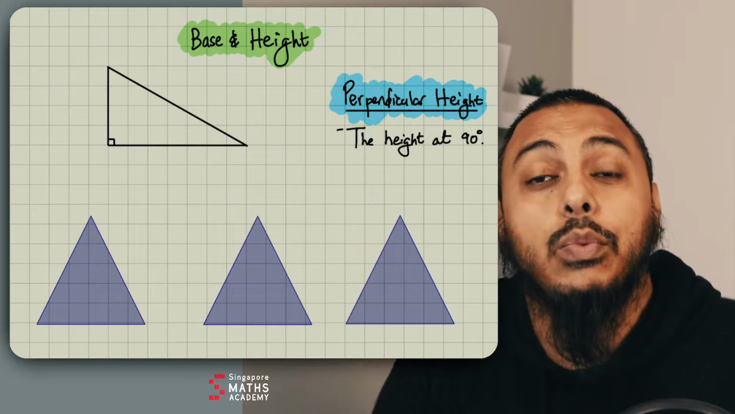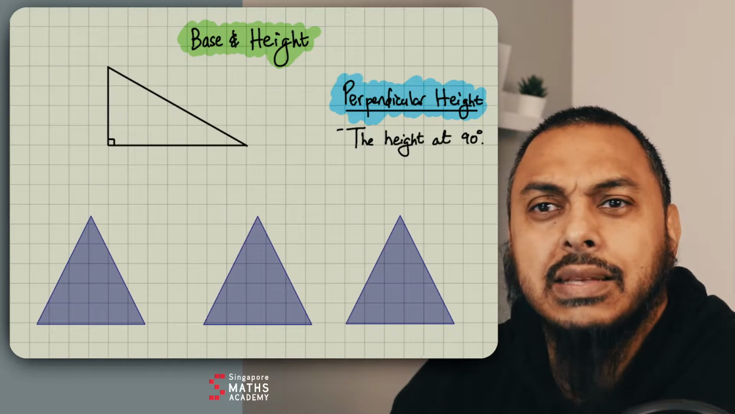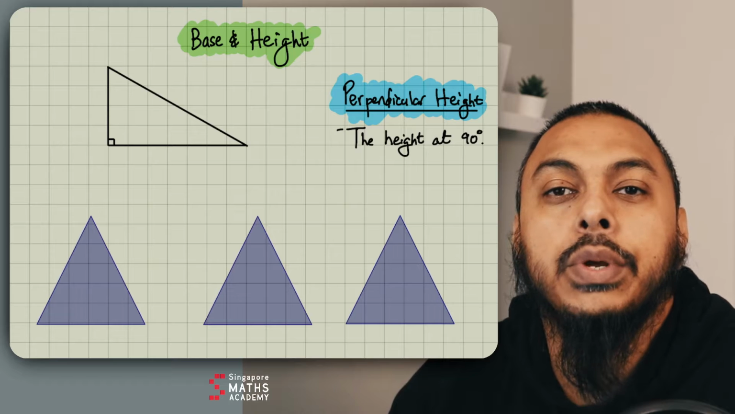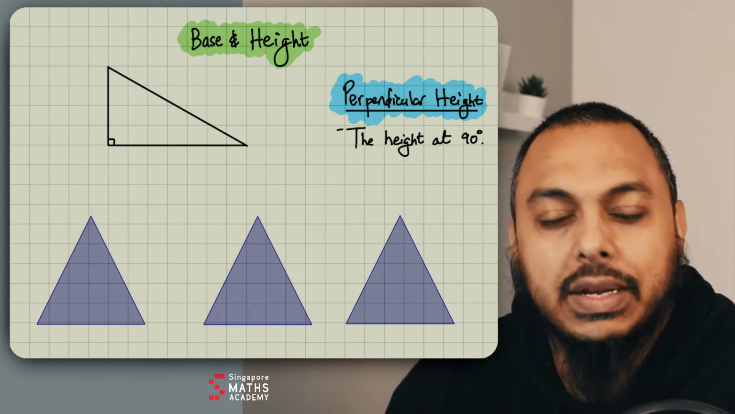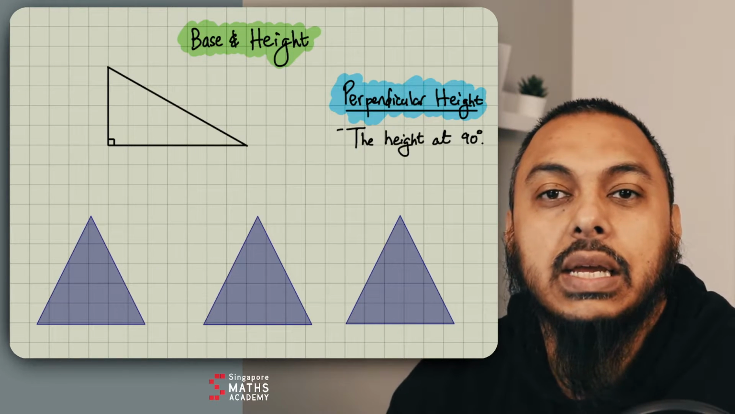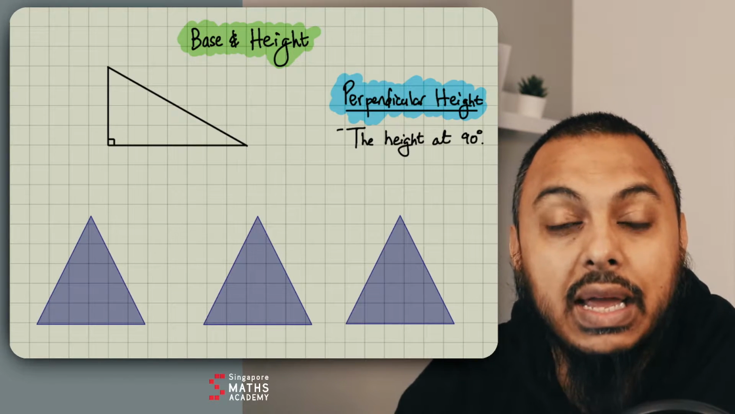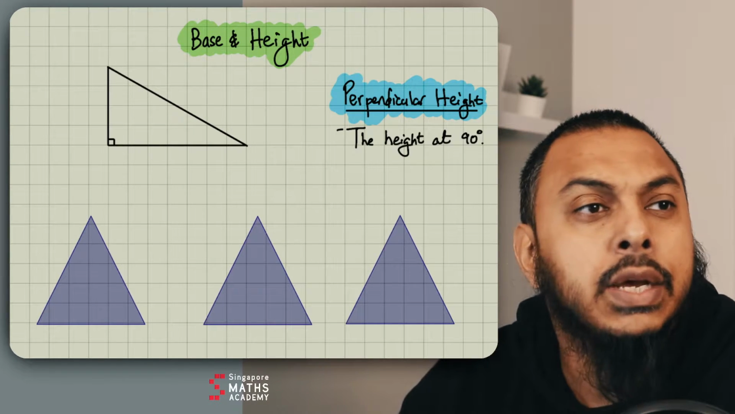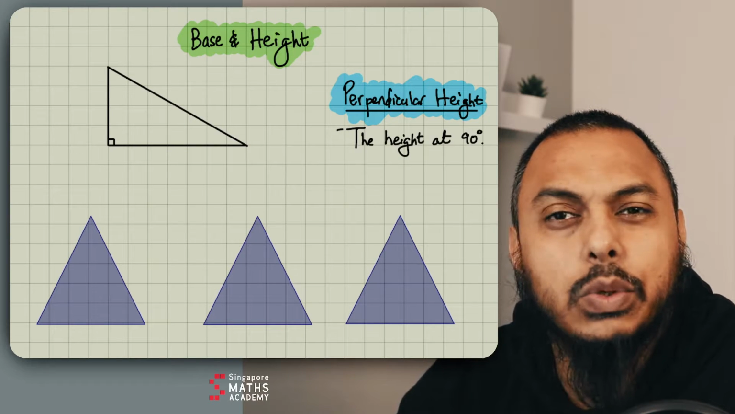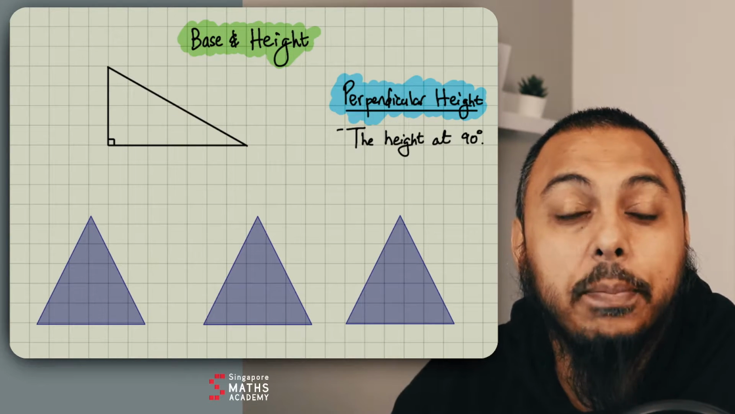And one thing that we learned is that there's something called the base and height of a triangle, kind of like the length and width of a rectangle, right? But base and height are directly linked. So wherever you have the height, it's going to be linked to the base. So one thing that we realized though, there's something special called the perpendicular height.